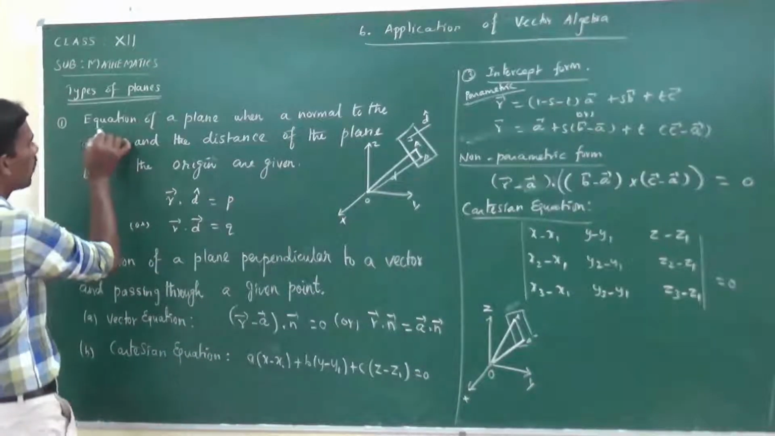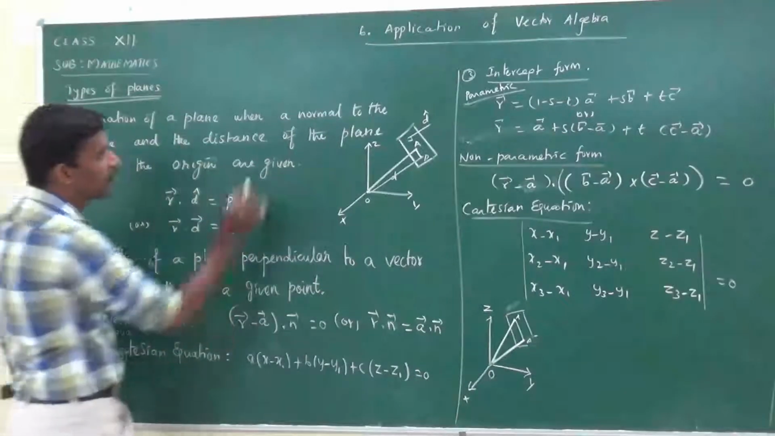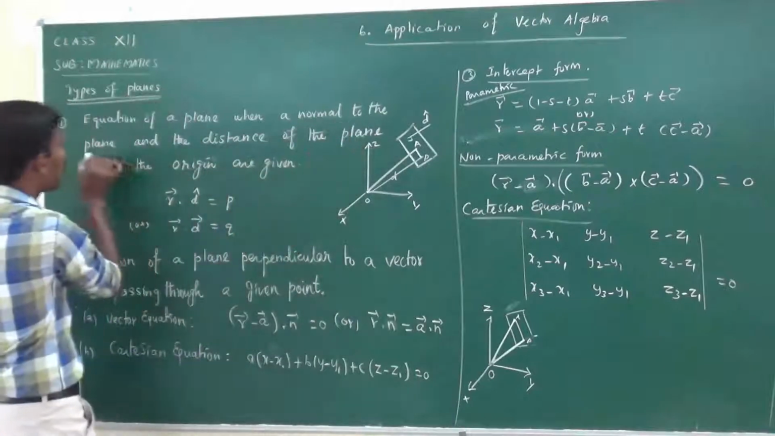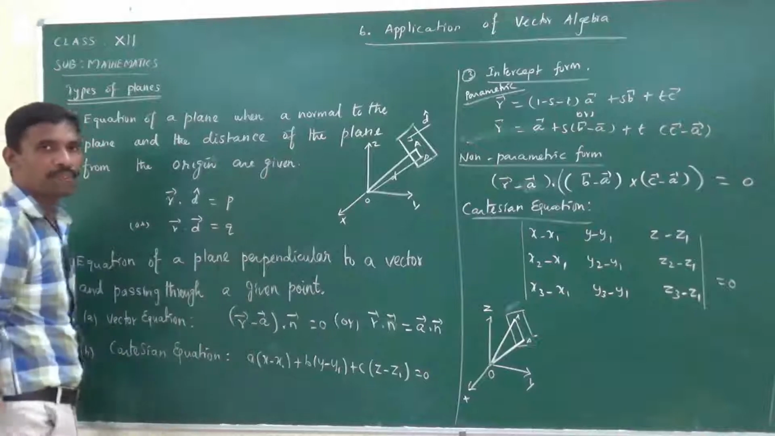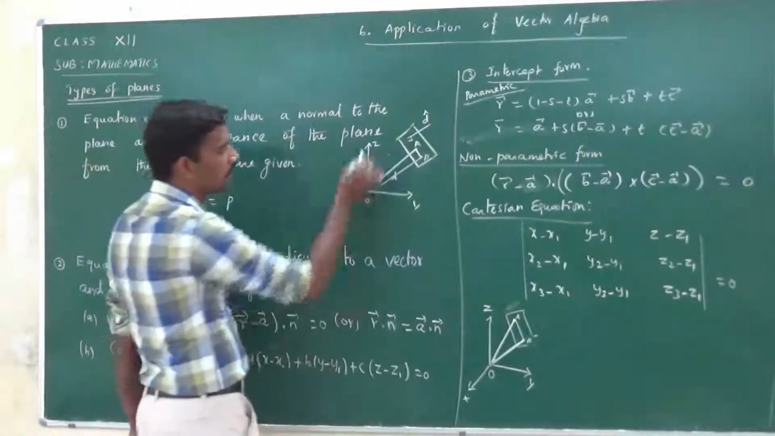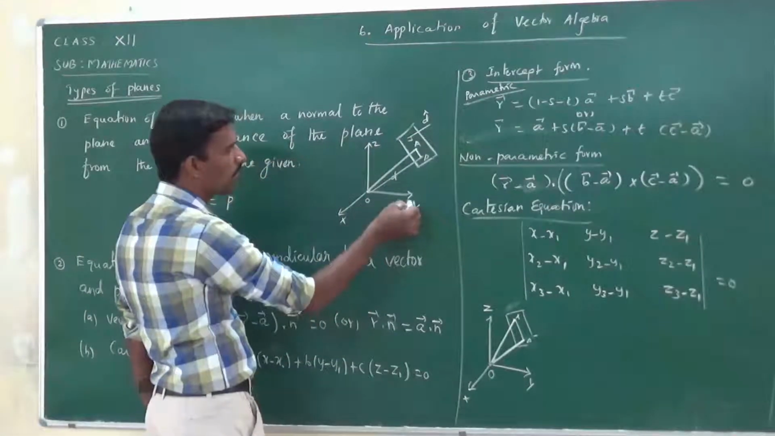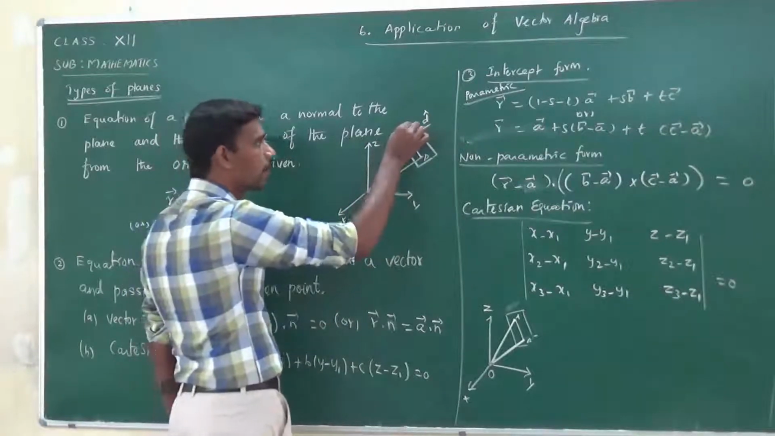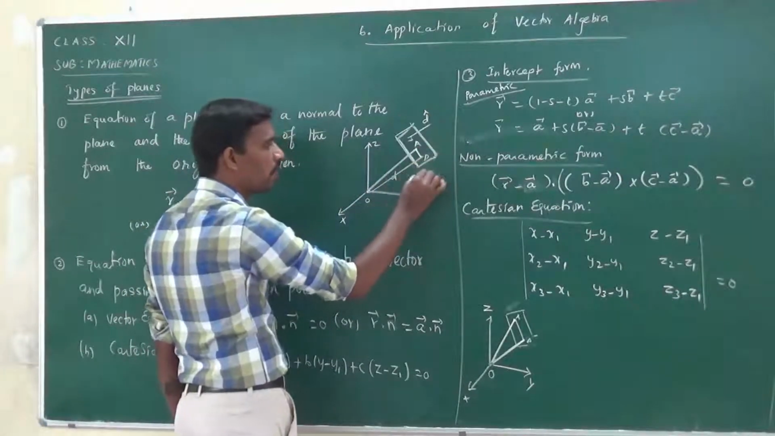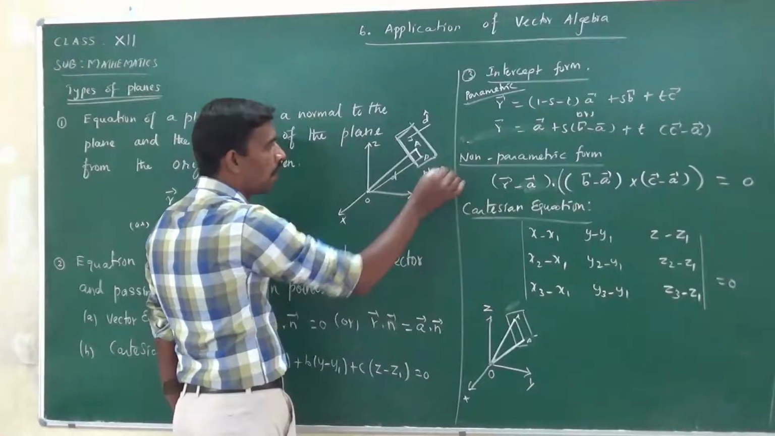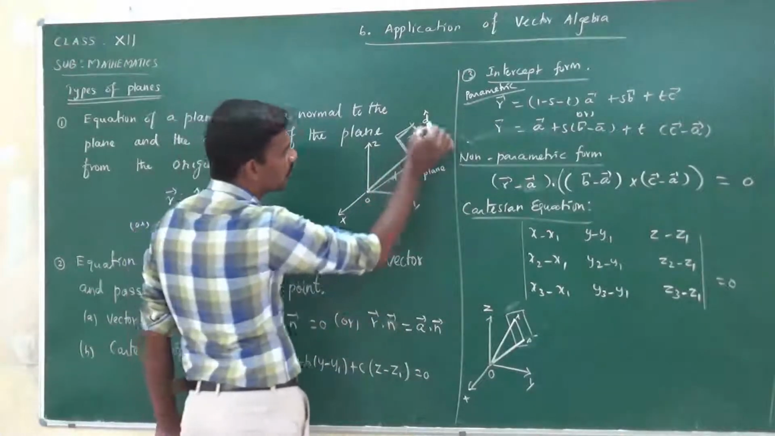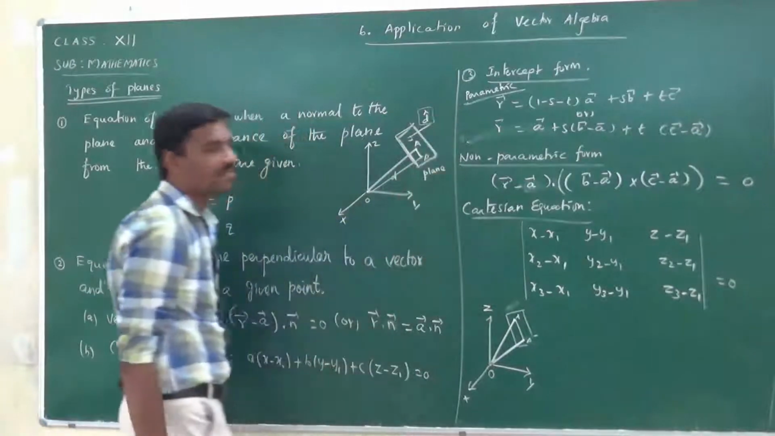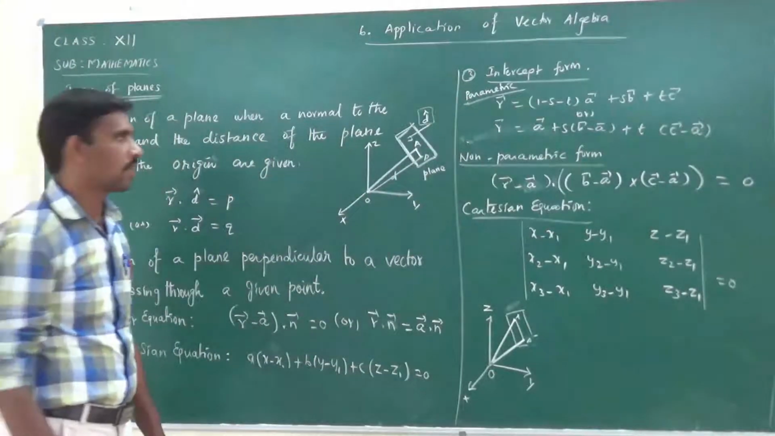The first one is the equation of a plane when the normal to the plane and the distance of the plane from the origin are given. Look at the diagram here. This is the coordinate axes: x-axis, y-axis, z-axis. Consider the plane. Now, the plane has a normal vector. This is nothing but d cap. D cap is the unit normal vector.